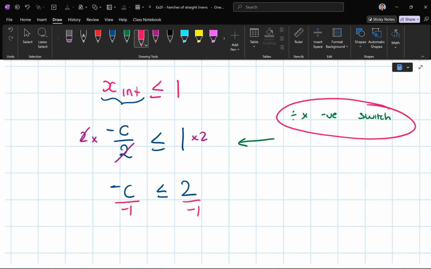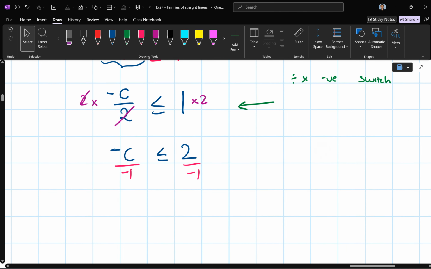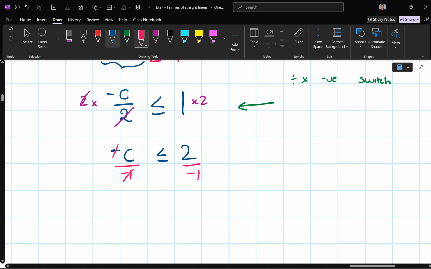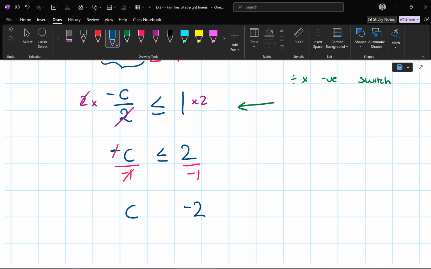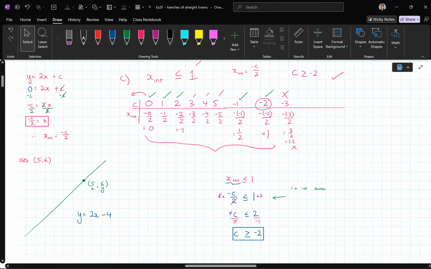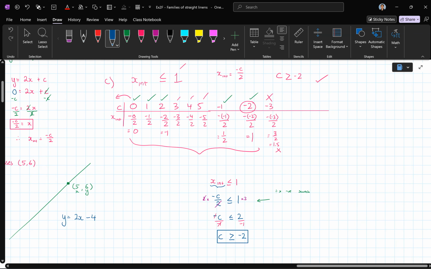But remember I said, if you divide or times by a negative number, the sign has to switch. So here, negative divided by negative cancels out, and c is, now 2 divided by negative 1 is negative 2. But remember the sign has to switch. c has to be greater than or equal to negative 2. And this was the algebraic way, for a linear inequality, to solve for exactly what I just did up here.